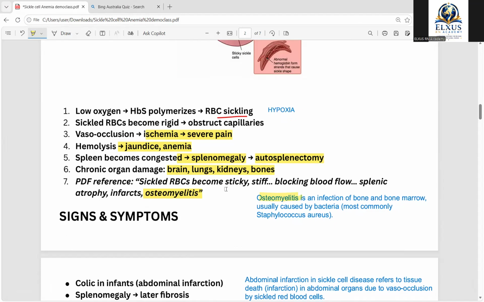Okay, you have to remember one thing: the sickled RBC makes the blood stiff, and it can cause obstruction of the blood flow, and it can lead to what? Splenic atrophy, infection, and osteomyelitis.